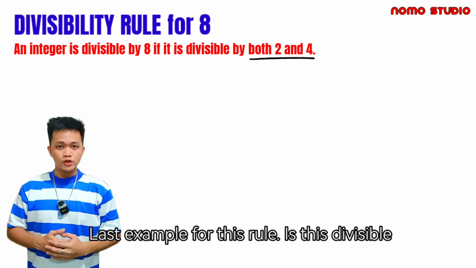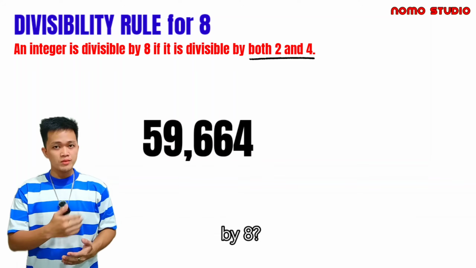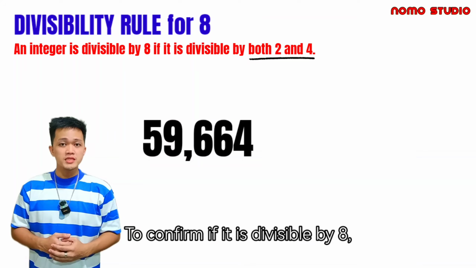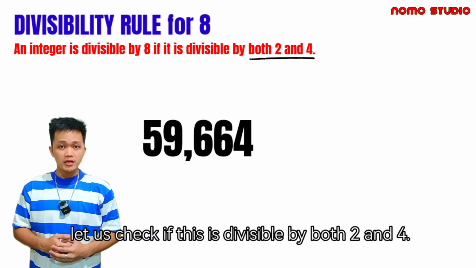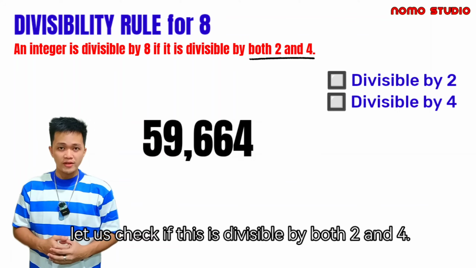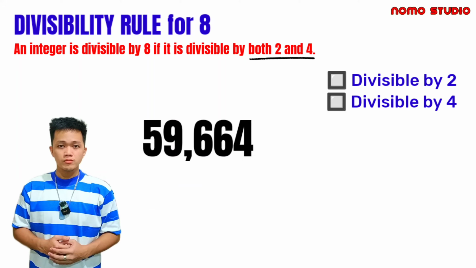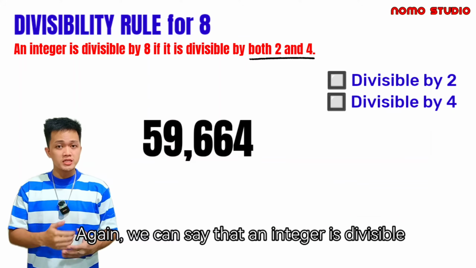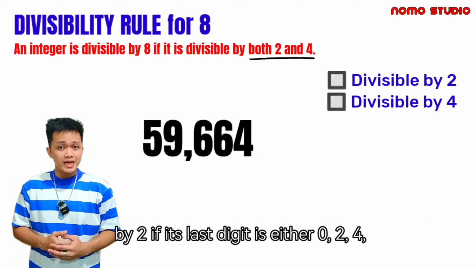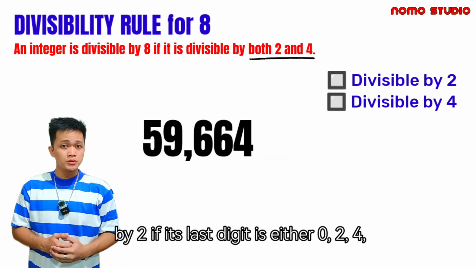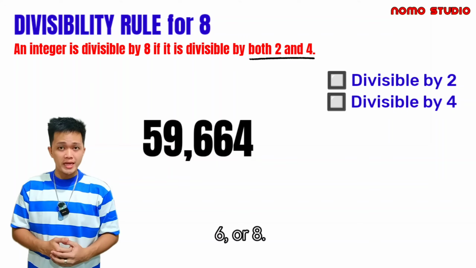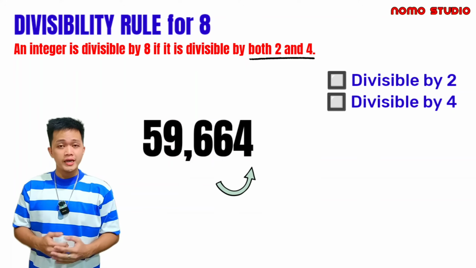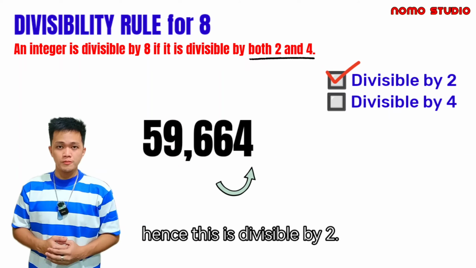Last example for this rule. Is this divisible by 8? To confirm if it is divisible by 8, let us check if this is divisible by both 2 and 4. Again, we can say that an integer is divisible by 2 if its last digit is either 0, 2, 4, 6, or 8. And as we can see, the last digit is 4, hence this is divisible by 2.